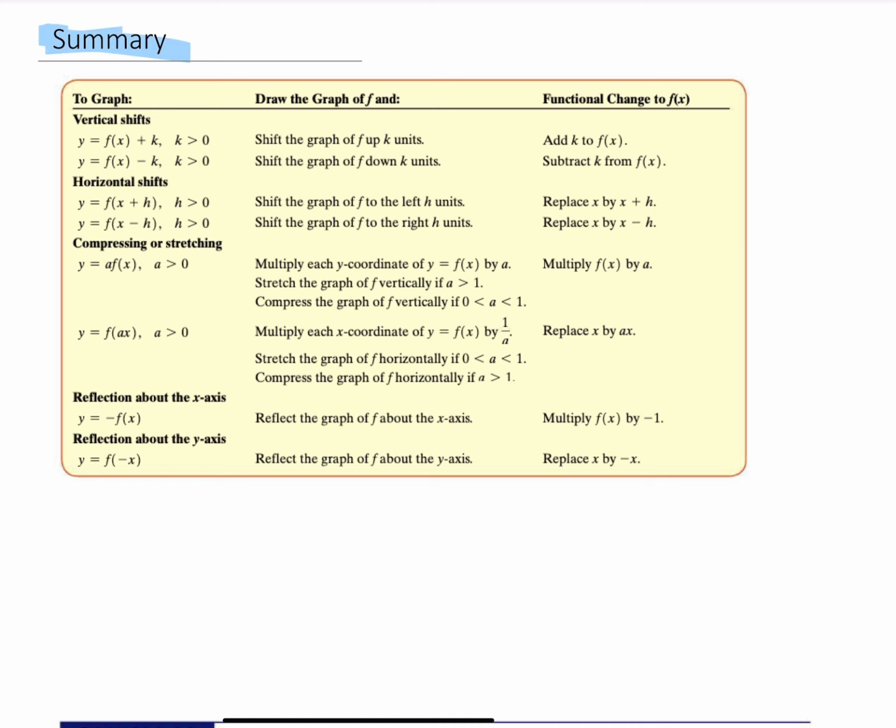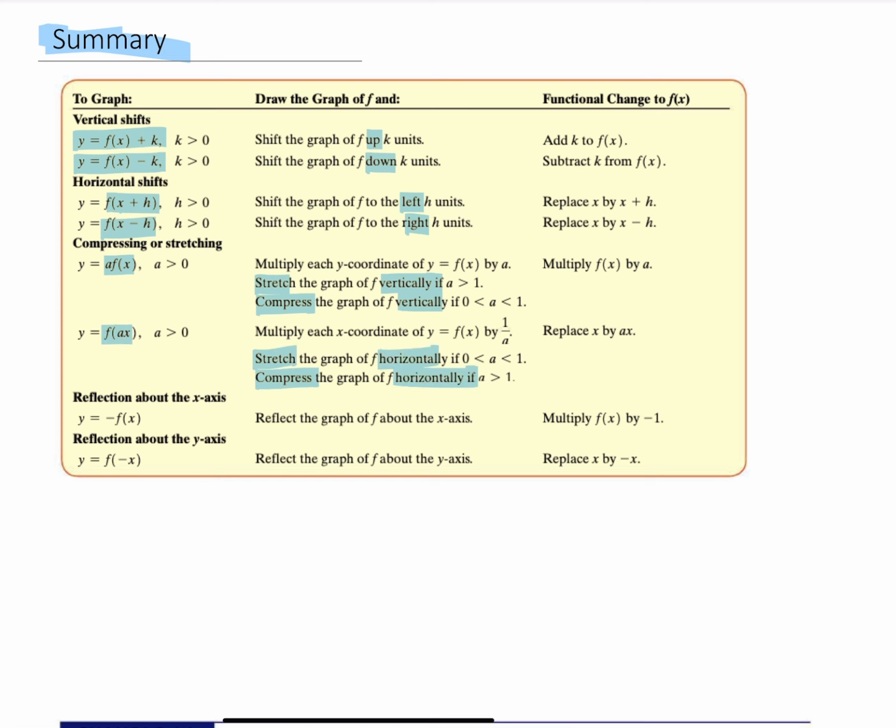So if we add or subtract outside the function, then we're shifting up or down. So that's vertical. If we add or subtract inside the function, then we're shifting to the left or the right. That's horizontal. If we multiply outside the function, then we stretch vertically. It's a vertical stretch or compression. If we multiply inside the function, then we stretch or compress horizontally.